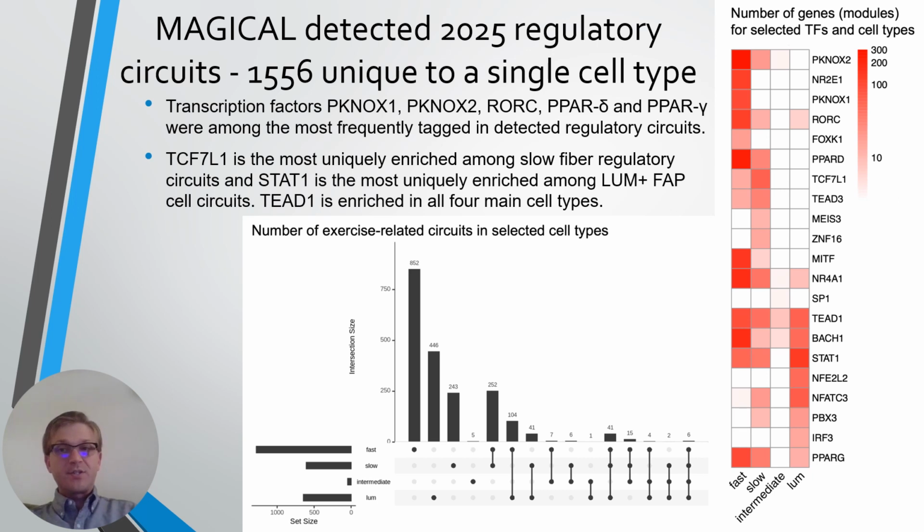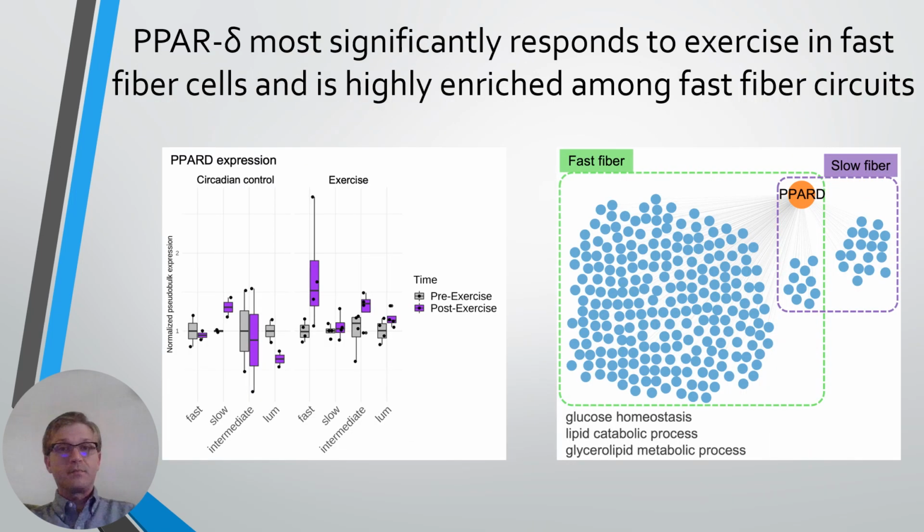2,025 regulatory circuits were identified, 1,500 of which were unique to a single cell type. Fast and slow fibers and LUM-positive FAP cells contain the most regulatory circuits. TFs most frequently connected to found regulatory circuits include PKNOX1 and 2, RORC, NR4A1, PPAR delta, and PPAR gamma. TEAD1 is enriched for circuits in all 4 main cell types. TCF7L1 is the most uniquely enriched among slow fiber circuits, and STAT1 is most enriched among LUM-positive FAP cell circuits.